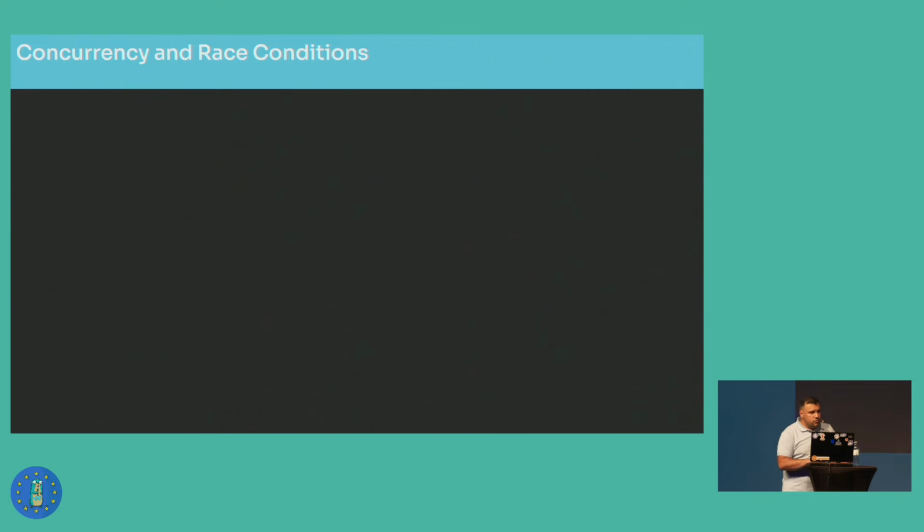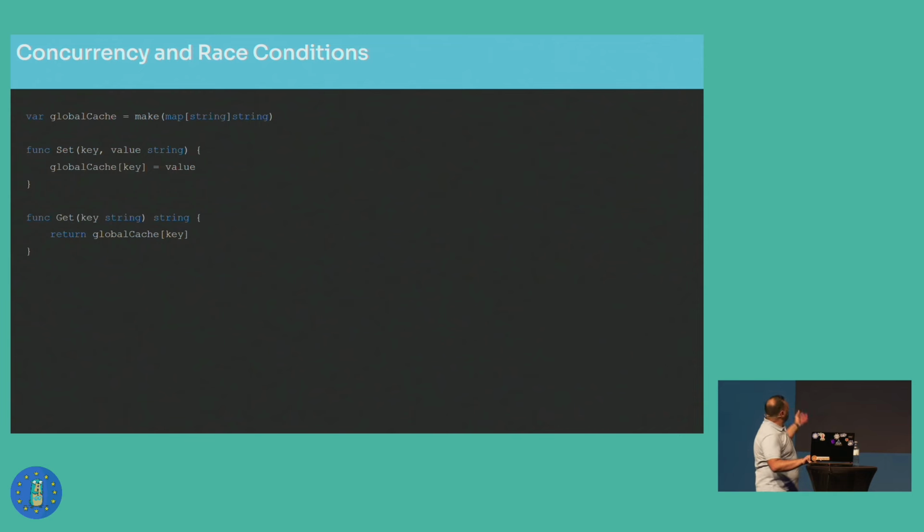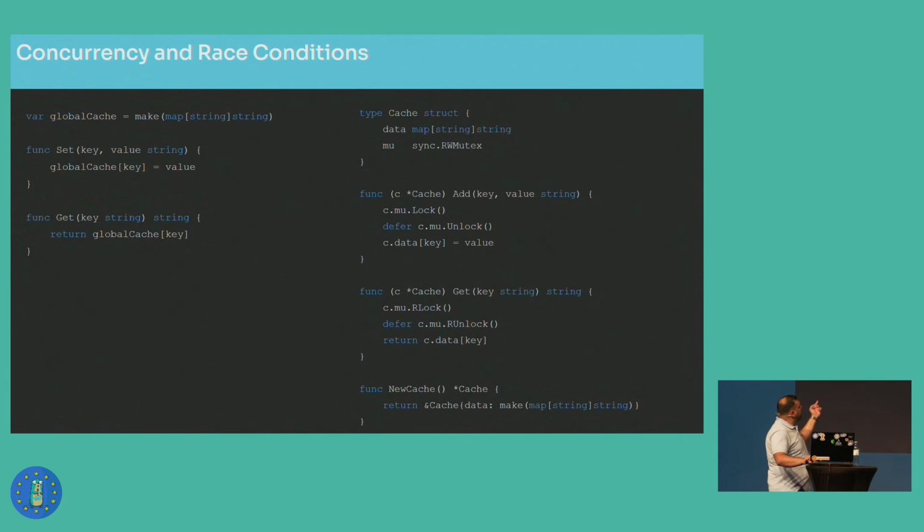Concurrency and race conditions, as we have seen when defining a global variable. Go is designed for concurrent programming, and when dealing with a global cache, prefer using mutexes to access those shared variables, and use read lock and unlock, write lock and unlock when you need to manipulate or read this variable.